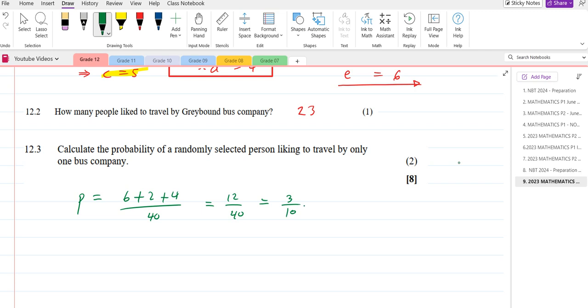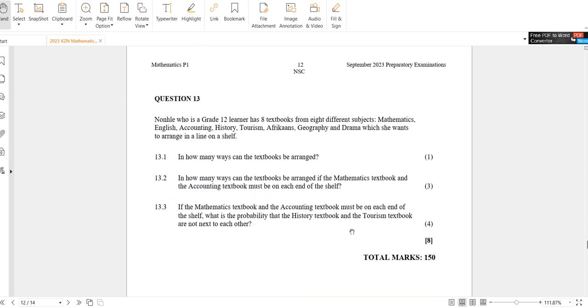Right, so I hope you guys understood that. And now coming to the final question, which is question number 13, counting principles.